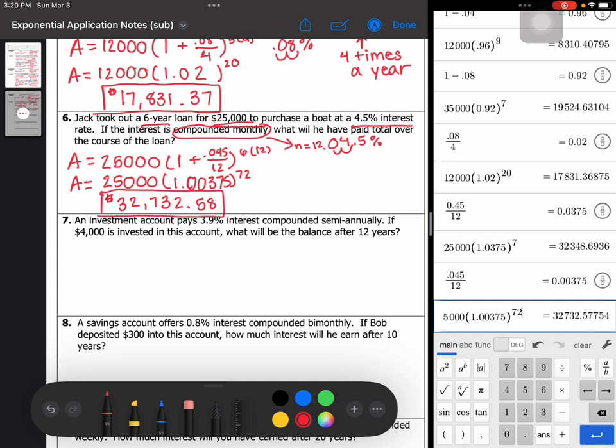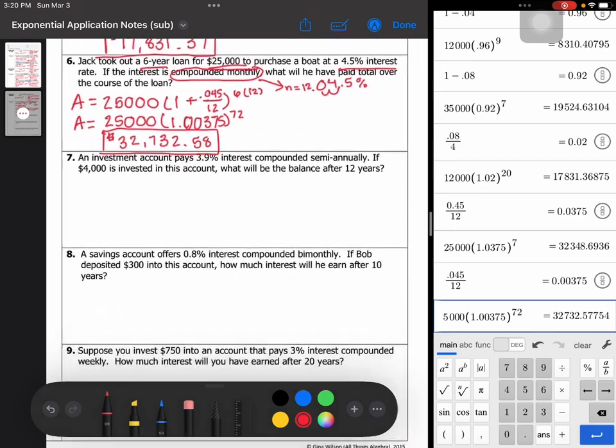Okay, so it's always good, just like I did, to look at your answer and think about, does this make sense in my situation? And it doesn't really make sense that someone who only borrowed $25,000 would be paying back over $300,000. So that's how I knew that something in my problem went wrong, and I should go back and take a look at it.